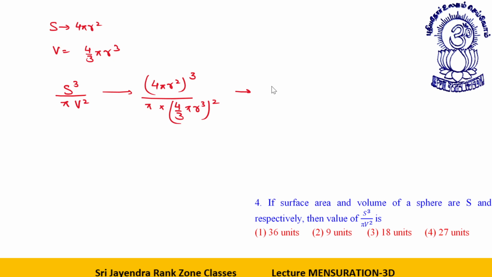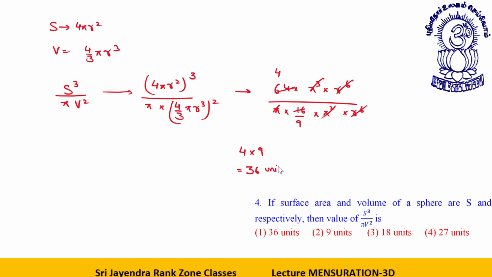Definitely you will be able to solve this. Why? Because r square cube is r6, r cube square is r6, you will easily get a number. Pi and pi will, everything will be cancelled like this. See, 4 cube is 64 into pi cube into r6 divided by pi. 4 square is 16 by 9 into pi square into r6. R6 and r6 cancel. Pi cube and pi square cancel. 16 and 64 cancel to give you 4. This 9 goes up, so you get 4 into 9 is equal to 36 units. This is your answer. Okay, dear friends. Let's proceed to the next one.